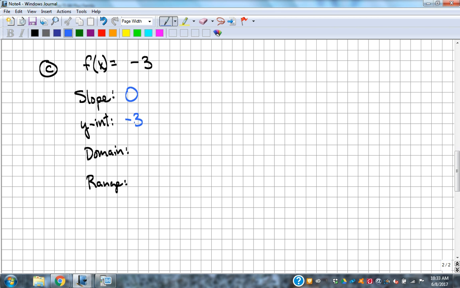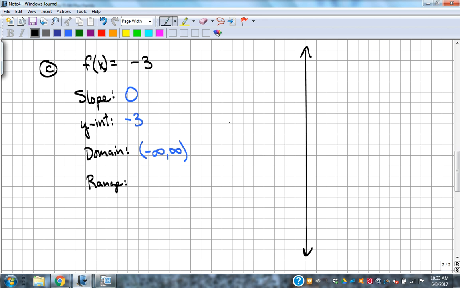Now, this one has a domain that's still the same. Negative infinity to positive infinity. The range is not the same. Anytime it's f of x equals a plain number, then the range is different. The slope is 0. The domain is still negative infinity to positive infinity.